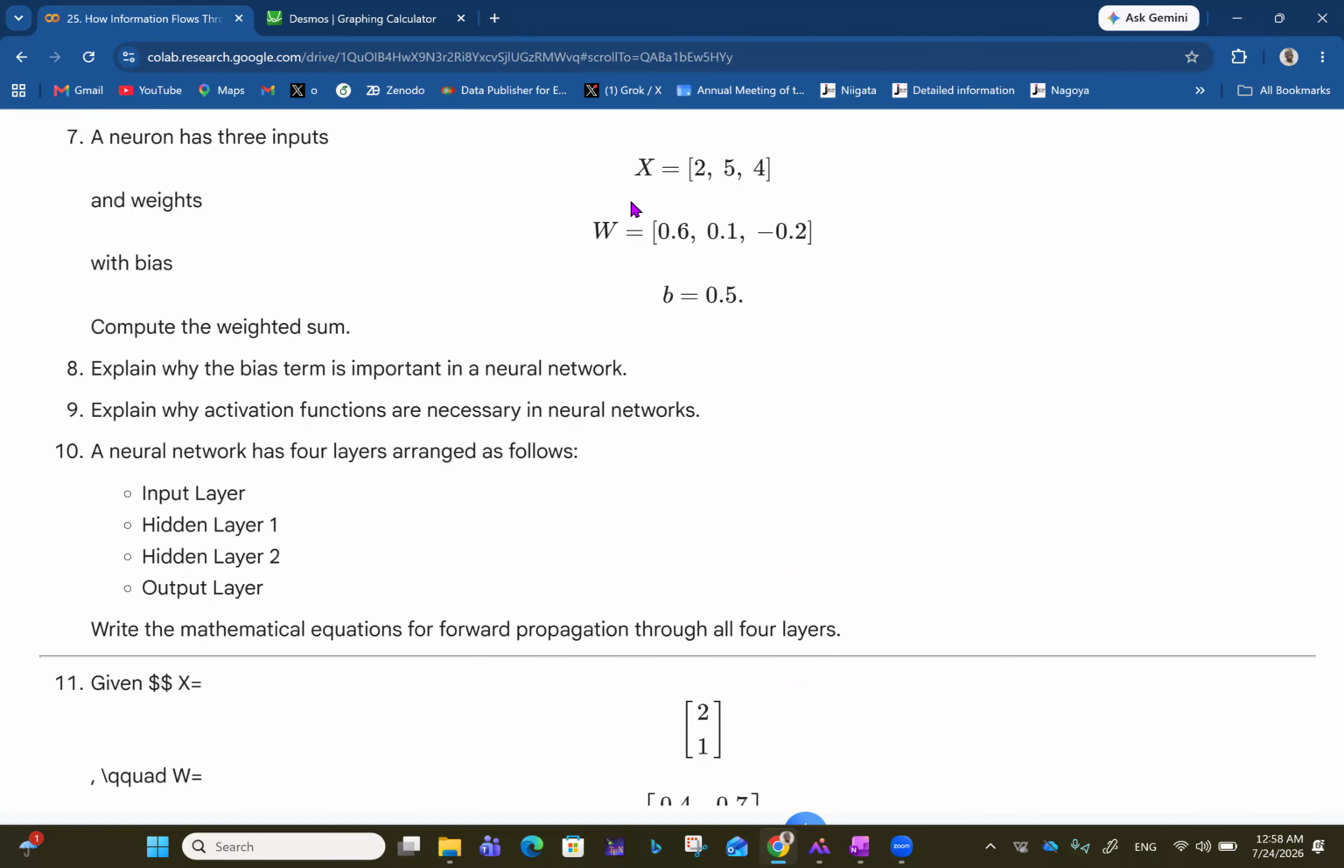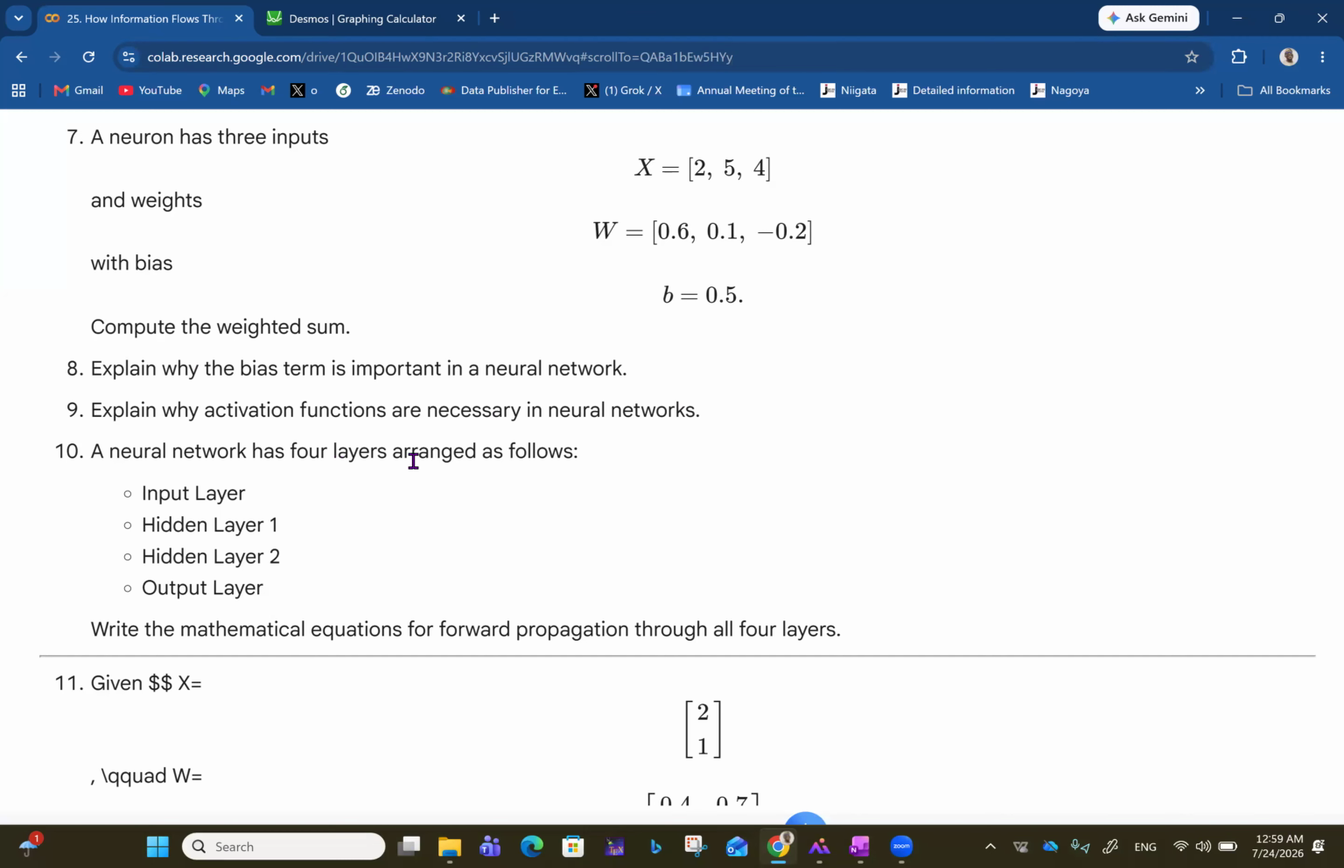A neuron has 3 inputs. X is 2, 5, 4 and weight W is 0.6, 0.1, minus 0.2 with bias B 0.5. Compute the weighted sum. Okay, that's really straightforward. And then maybe I'll go the extra mile to also apply the activation function, though it's not asked here. So I'll apply at least 2 activation functions. Then explain why the bias term is important in a neural network. Then explain why activation functions are necessary in neural networks and all that. So I'll be taking care of 7, and I'll go the extra mile to do activation functions.